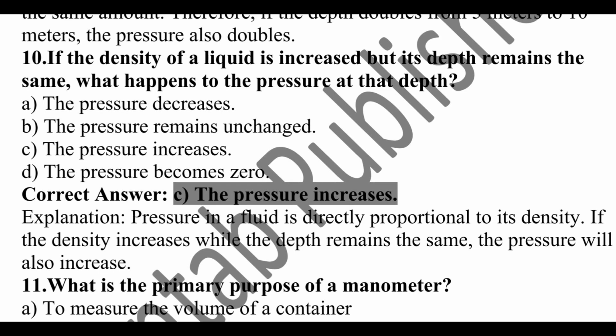Question number 10. If the density of a liquid is increased but its depth remains the same, what happens to the pressure at that depth? Option A, the pressure decreases. Option B, the pressure remains unchanged. Option C, the pressure increases. Option D, the pressure becomes zero. So the correct answer is option C, the pressure increases.